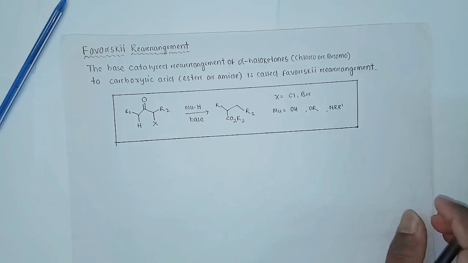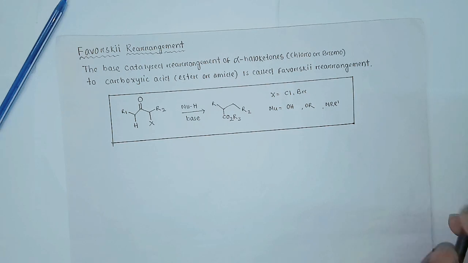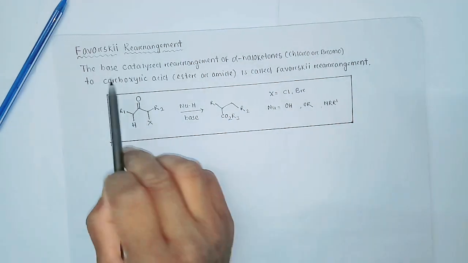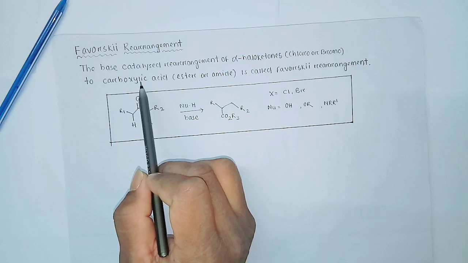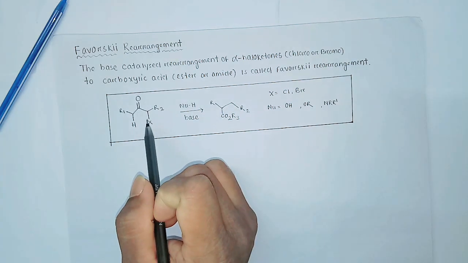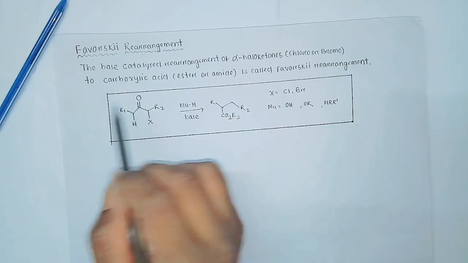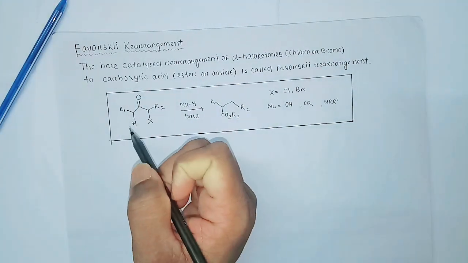Okay, so today we will discuss one of the most important rearrangement reactions, that is the Favorskii rearrangement. In this rearrangement reaction we have alpha haloketones, and these are converted into carboxylic acid. So this is the common definition for the Favorskii rearrangement.